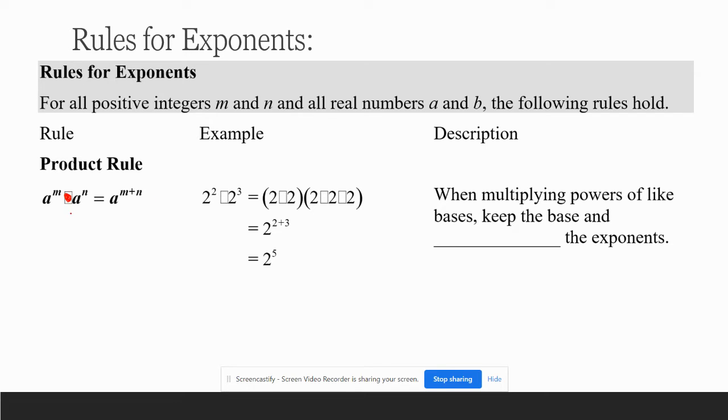And basically the product rule says if you're multiplying like bases, you can add the exponents. So if I have 2 to the second times 2 to the third, really what that means is you have 2 times 2 for 2 to the second, and then 2 times 2 times 2 for 2 to the third, and you're multiplying all that together. Well, how many 2's do you have? You have 1, 2, 3, 4, 5. So that would be 2 to the fifth. Well, we can shortcut that by saying 2 plus 3 is 5.